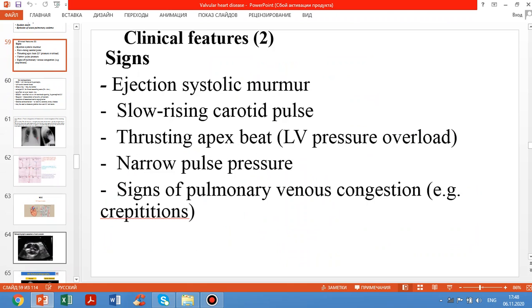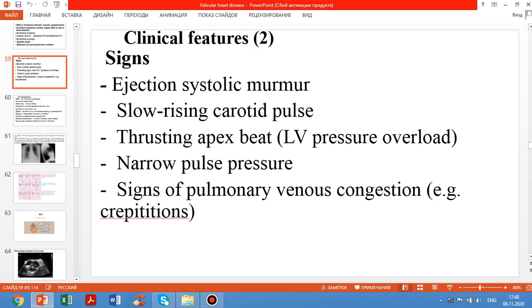Clinical features, signs: ejection systolic murmur, slow rising carotid pulse, thrusting apex beat due to left ventricular pressure overload, narrow pulse pressure, and signs of pulmonary venous congestion or crepitation.